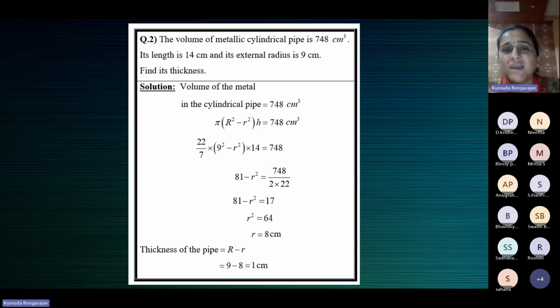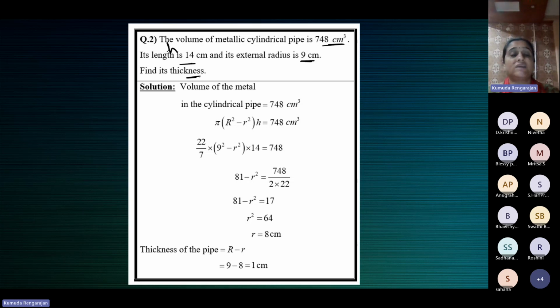I'll take questions and give you different situations and explain them. For now, understand that when the question talks about two radii, it is a hollow cylinder, that is, the wall of the cylinder is thick. Here, the volume of a metallic cylindrical pipe is given. A pipe means a hollow cylinder. Length means height. The height of the cylinder is given.